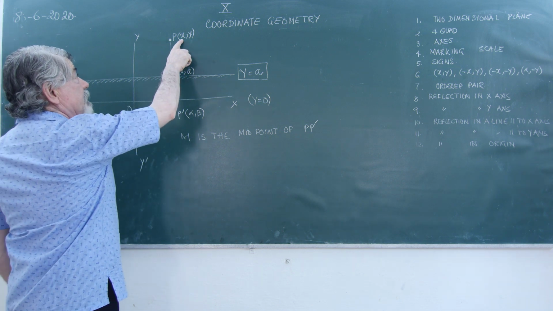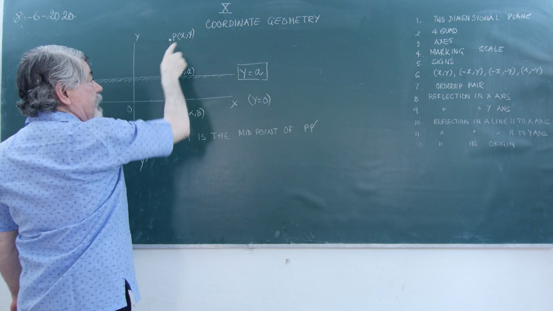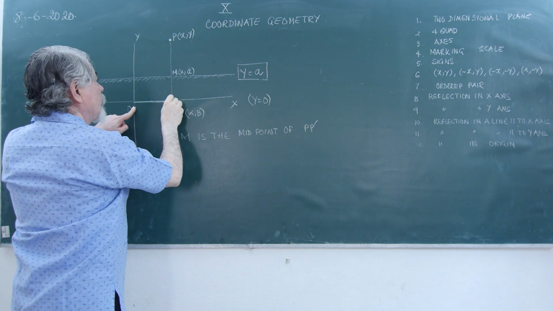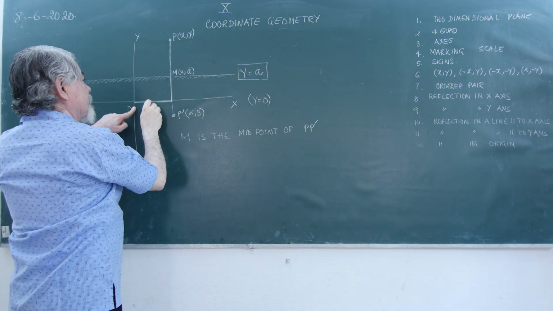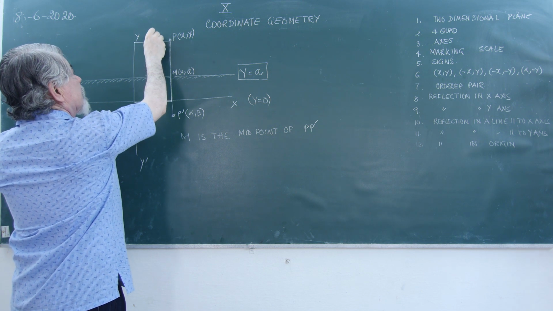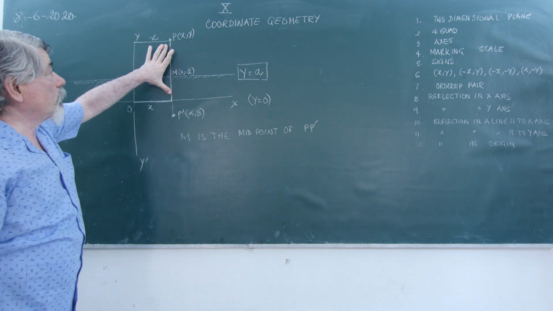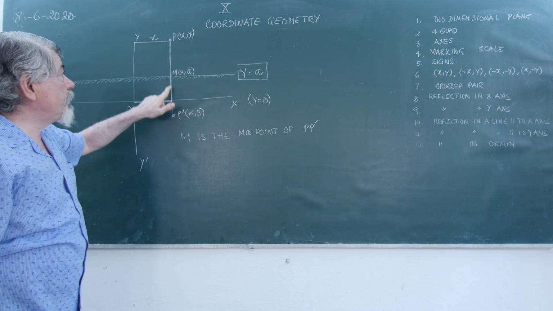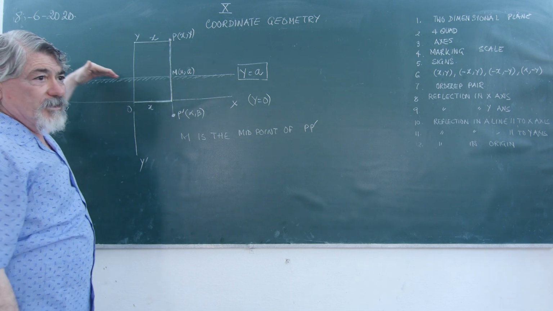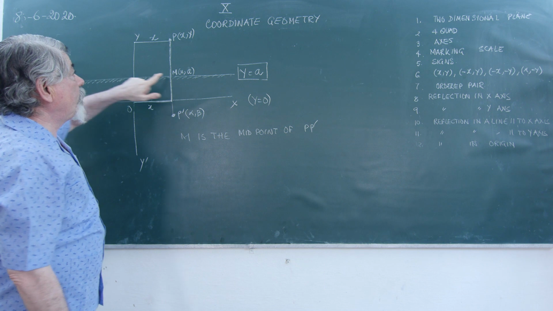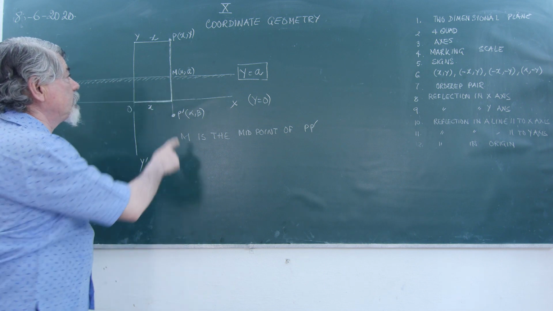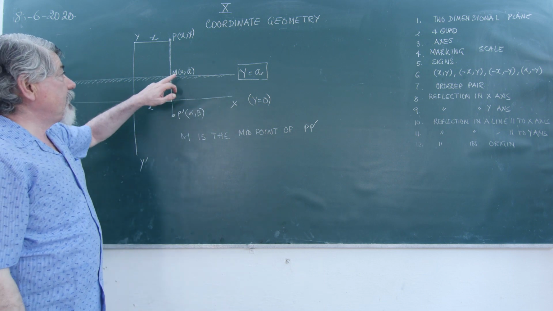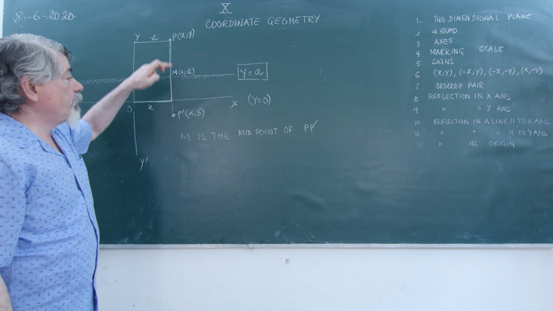The coordinates of P are (x, y). The coordinates of M will be x, of course, since the perpendicular distance of this point from the y-axis is x. On this line the x coordinate will be x, and y is equal to a. Everywhere on this line, the coordinate of y will be a. Now we are saying that this point M is the midpoint of PP dash.